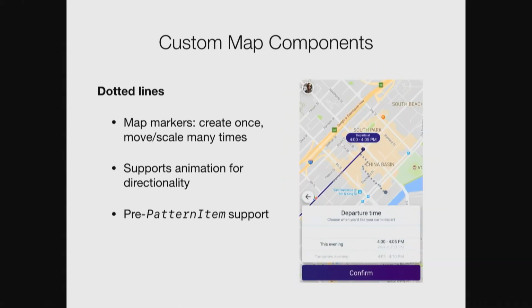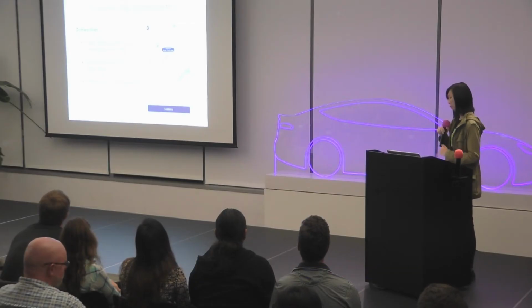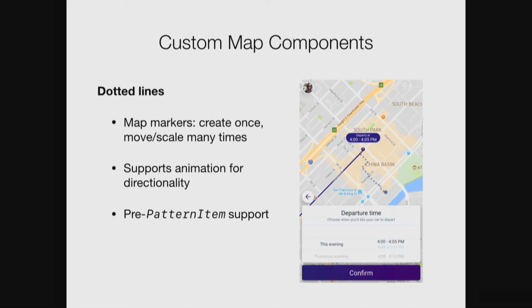The next thing that we had to do is dotted lines to show where you're actually walking to. If you're familiar with the Google Maps SDK, you might know that they recently added support for this through a pattern item. When we launched the product, this was not supported. But one advantage of our own implementation is that because we're just drawing a bunch of dot markers, we control where each marker is, which means we can even add animation to this. So we can show a direction of where you're walking to.